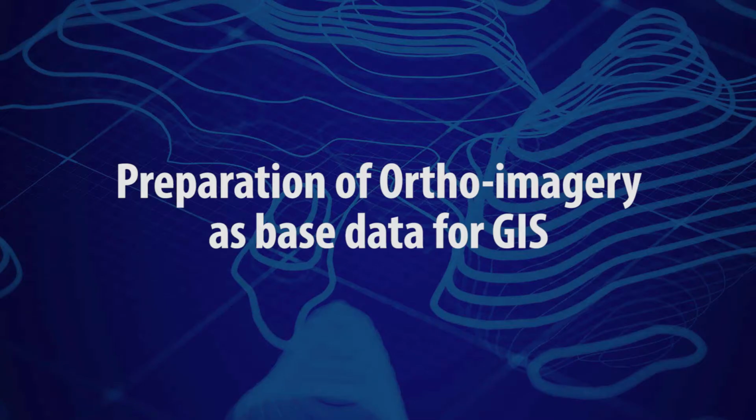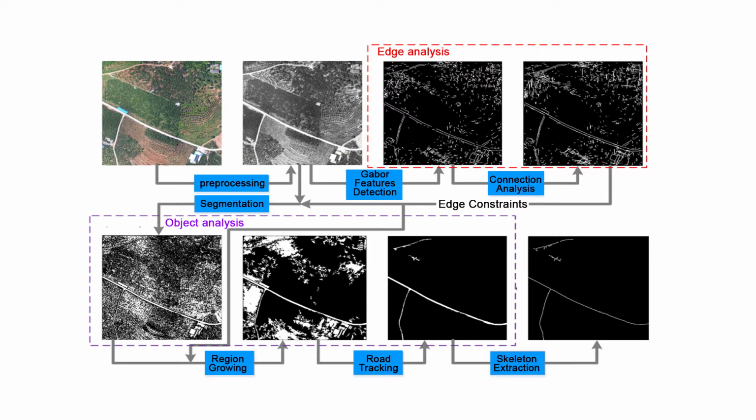Now, coming to preparation of ortho imagery as base data for GIS. In a GIS database, all features must be positioned as accurately as possible. Additionally, all data layers must be registered to one another and should be geo-referenced to a specific map projection and coordinate system. Base maps provide the frame of reference for positioning, registration and geo-referencing.